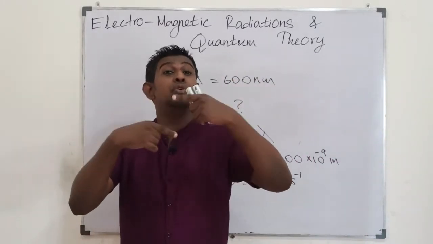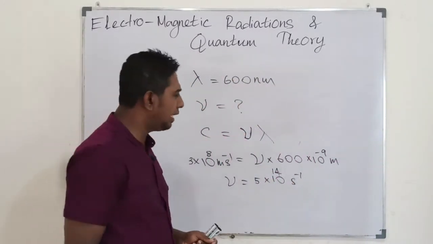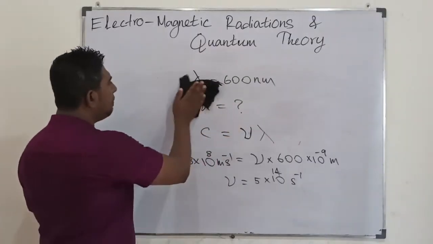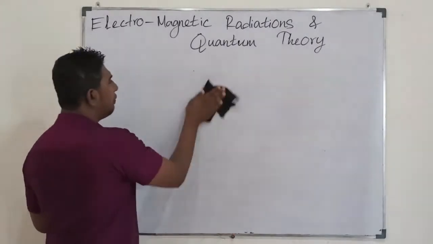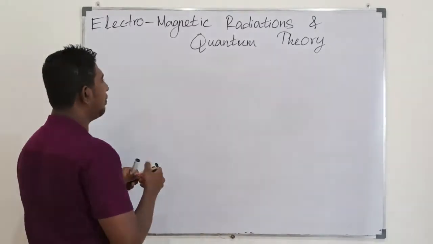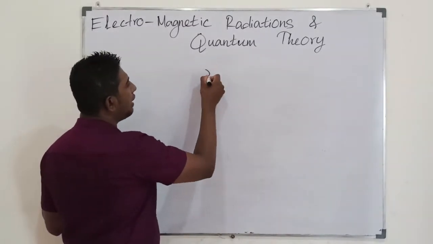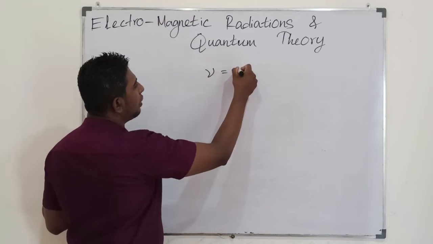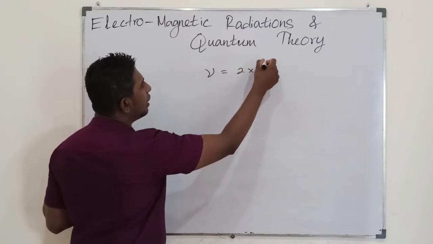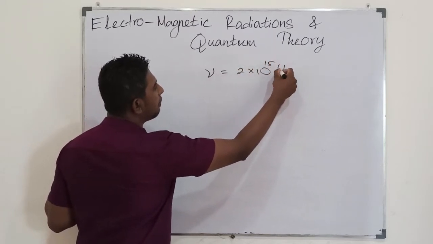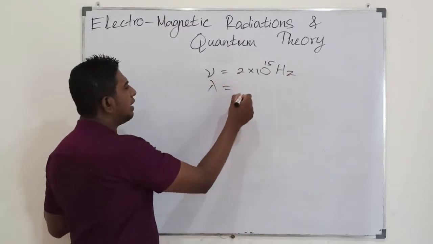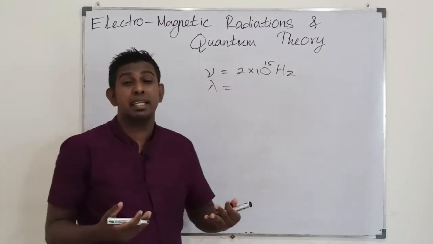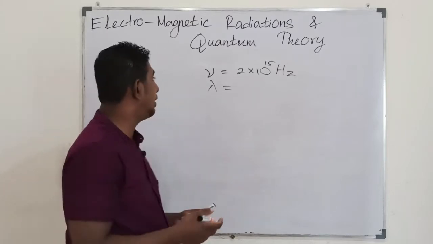The other way also you could do. Let me show you another example. Students, if they provide you the frequency of a particular wave, let's say the frequency of a wave is 2 into 10 to the power 15 hertz, then what's the wavelength of this particular electromagnetic radiation?